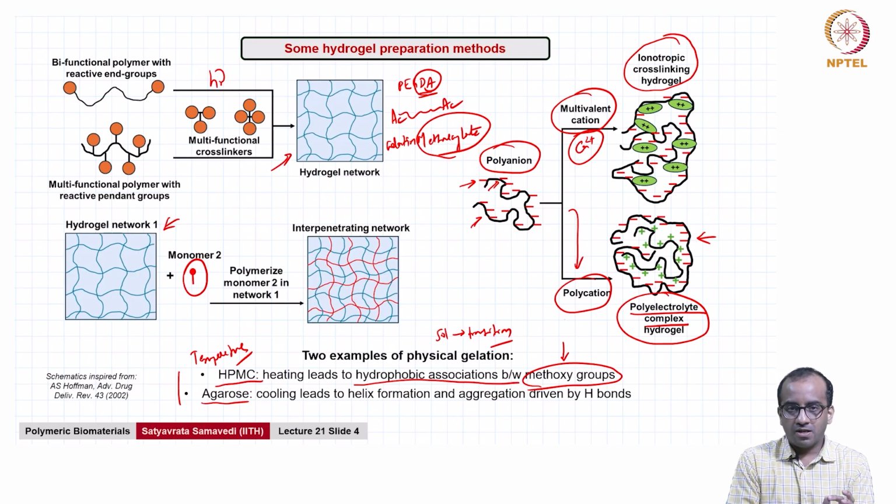So, the sequence of arguments should be very clear and is as follows. You are looking at hydrogen bonded solubility at room temperature, and as you heat, the sol undergoes a gel transition because the hydrogen bonds are now disrupted, and now the hydrophobic associations between the methoxy groups become important, leading to a fibrillar like arrangement leading to gelation.